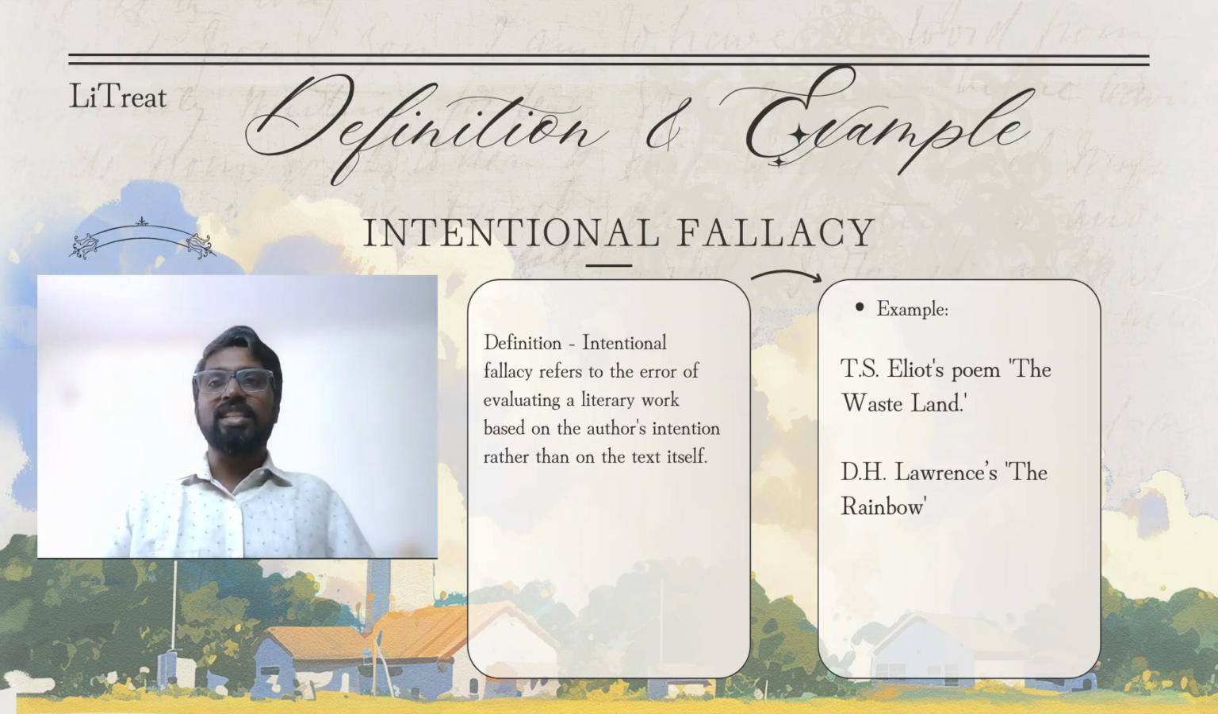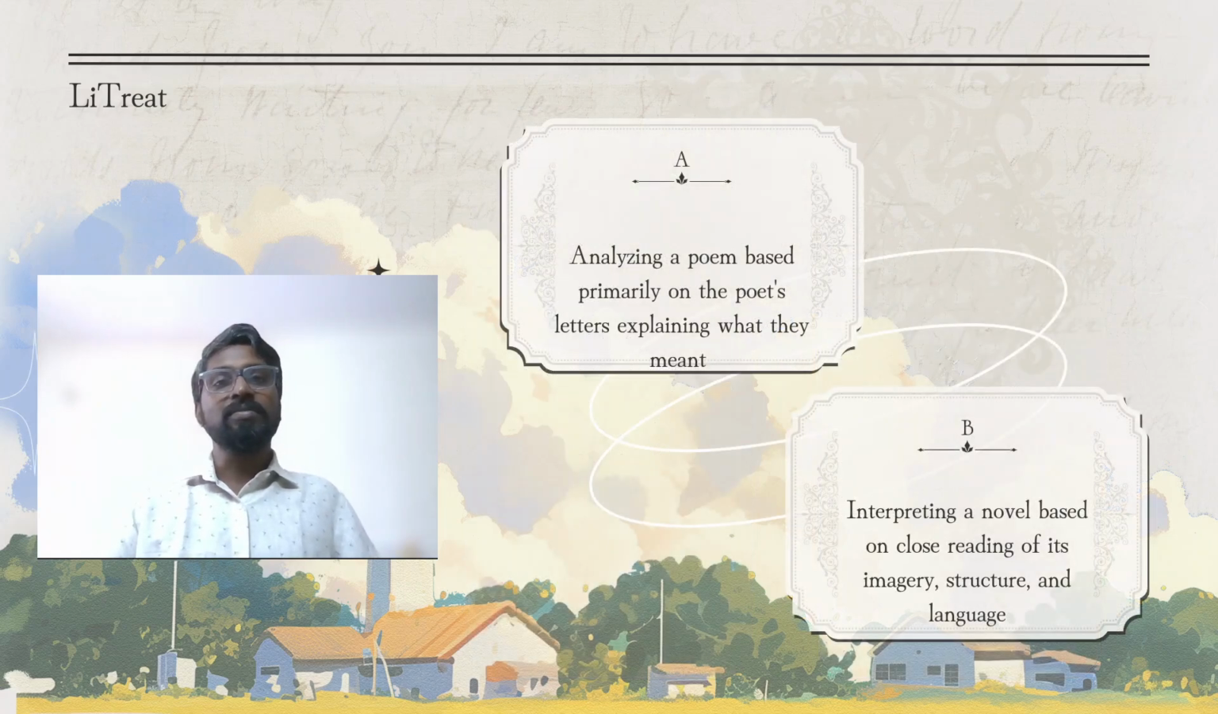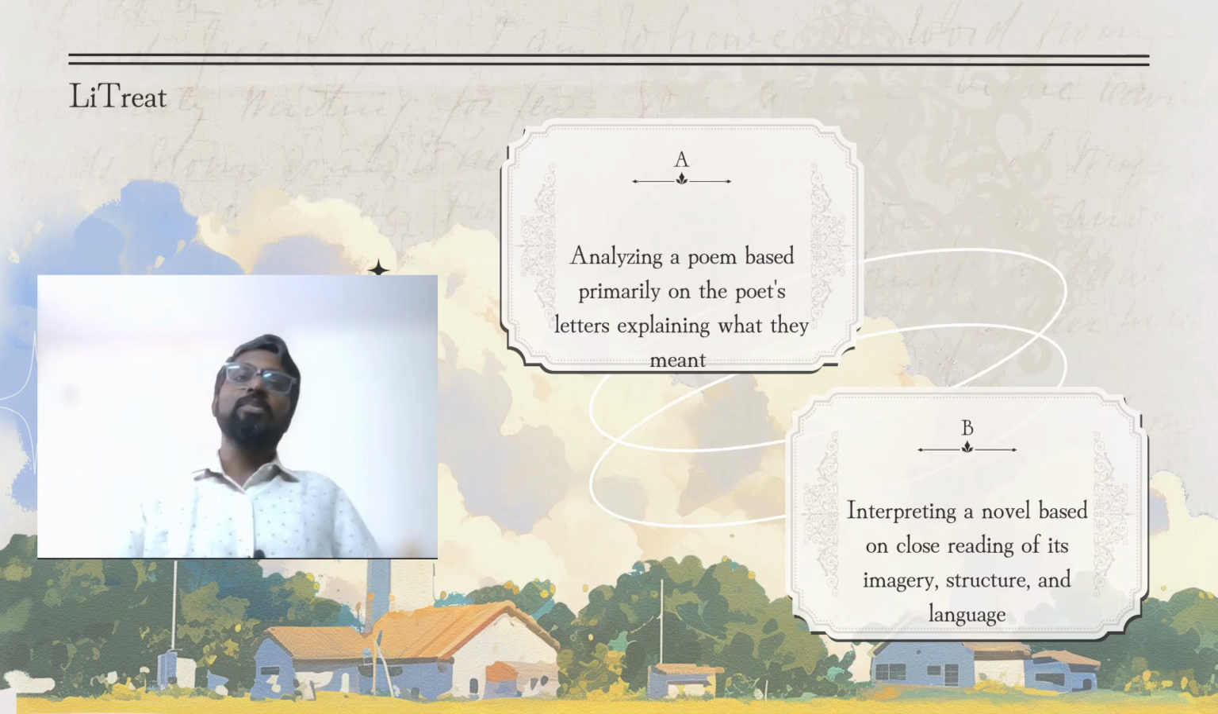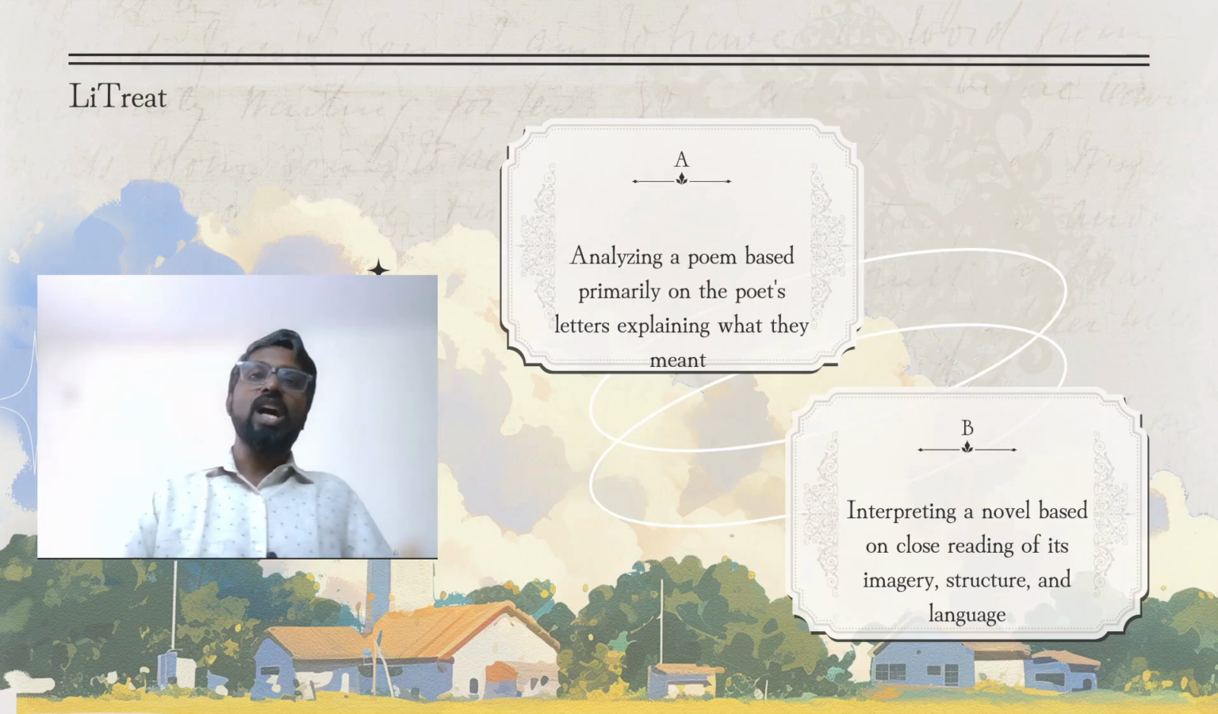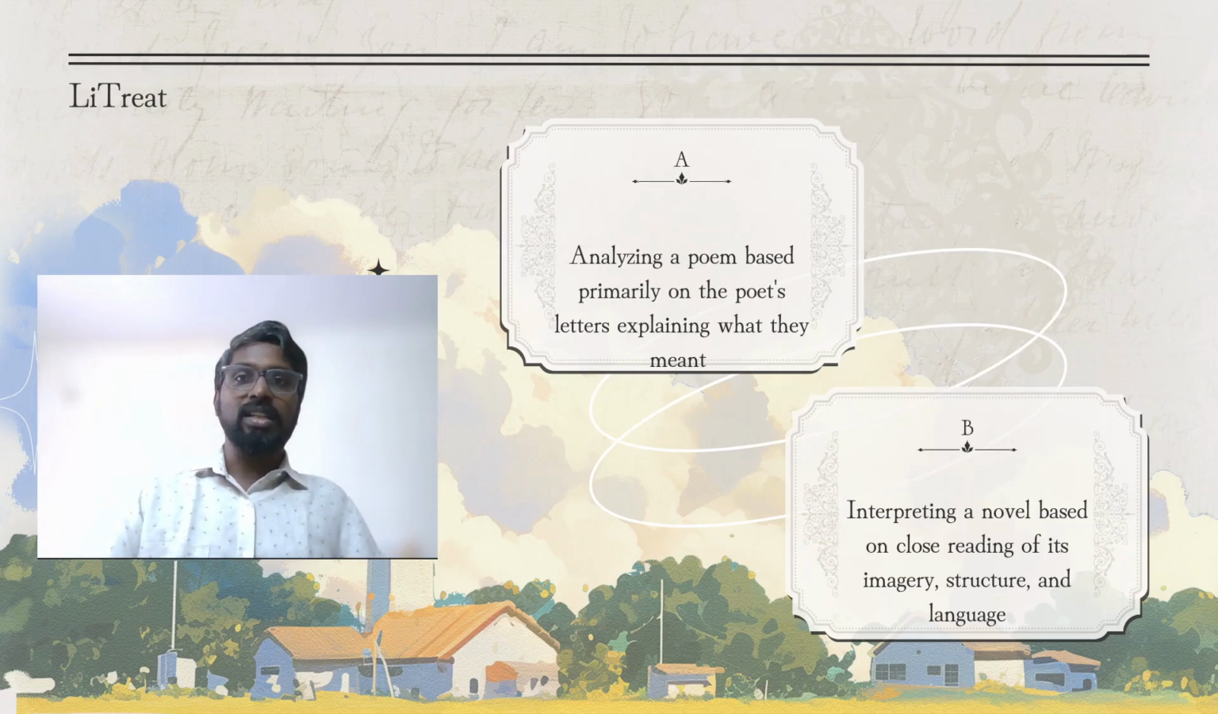Now let's test your understanding with a quick quiz. There are two options in front of you. According to the concept of intentional fallacy, which approach to literary interpretation is considered erroneous? Option A, analyzing a poem based primarily on the poet's letter explaining what they meant. Option B, interpreting a novel based on close reading of its imagery, structure, and language. You can take a moment to think about it. You can pause the video if you wish so, but the answer is A.